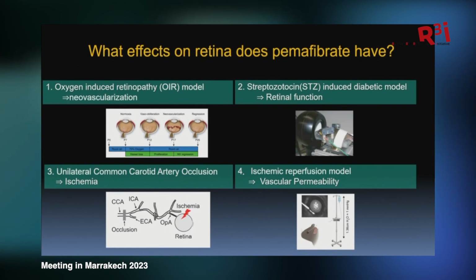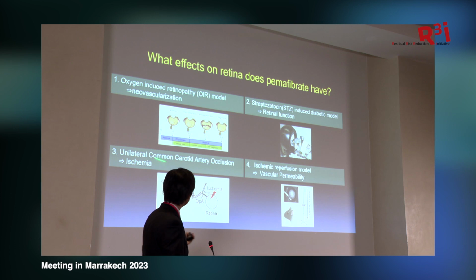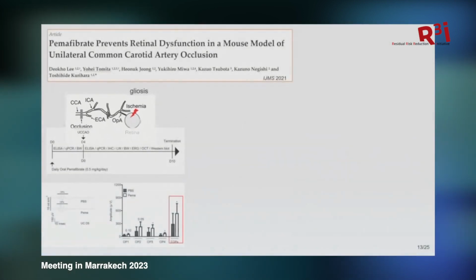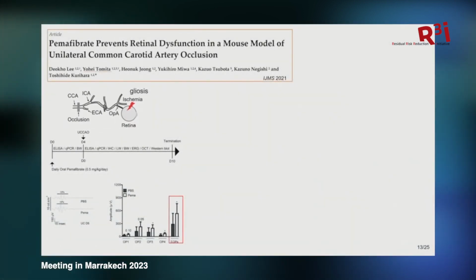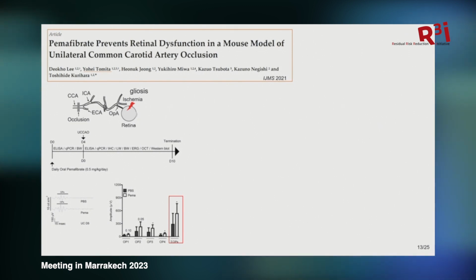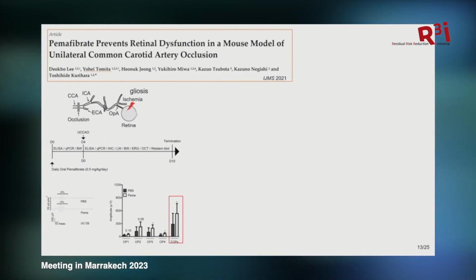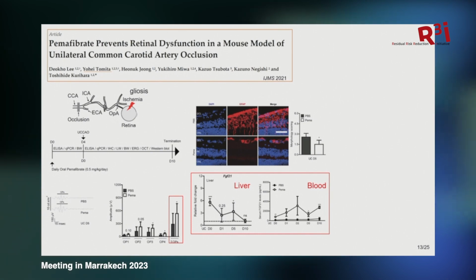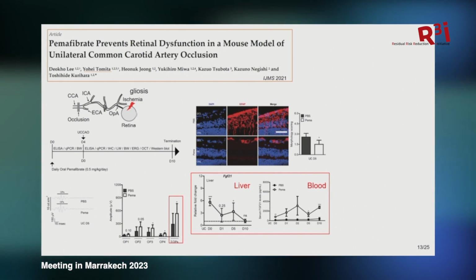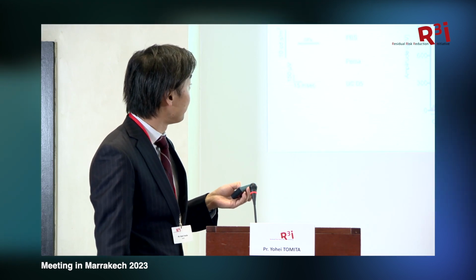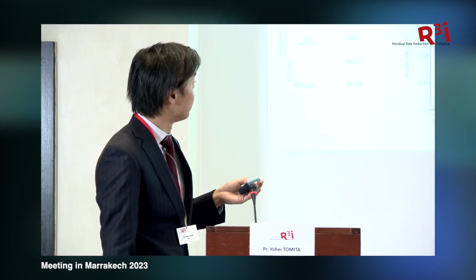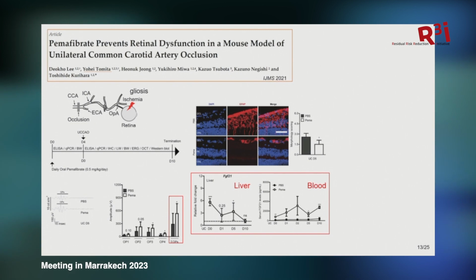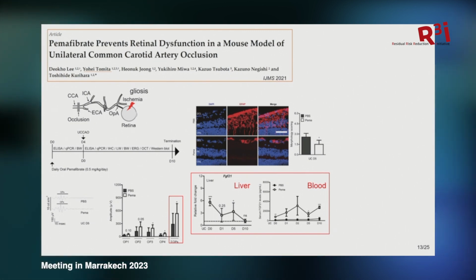So next I will talk about unilateral common carotid artery occlusion, which mimics the ischemia in the diabetes model. In this model, we ligate one side of the common carotid artery to make retinal ischemia and gliosis. It is said that in this mouse model, the OP wave is decreasing, but pemafibrate rescues the reduction of the OP wave amplitude.